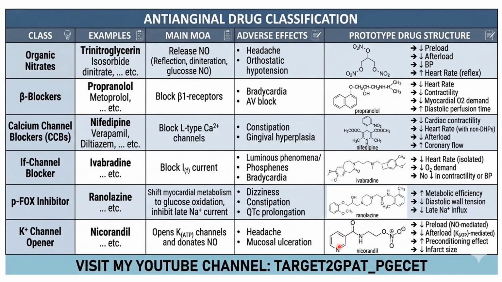And coming back to the structure of the potassium channel prototype drug nicorandil, this is the structure here. As it is a nitric oxide donor, we can expect the presence of NO2 in the ring, in the drug structure here. When we talk about the adverse effects here, the common adverse effects are headache and mucosal ulceration. These are the common adverse effects of this potassium channel opener. Remember, in case of anti-anginal, it is not a blocker, it is an opener, a potassium channel opener.